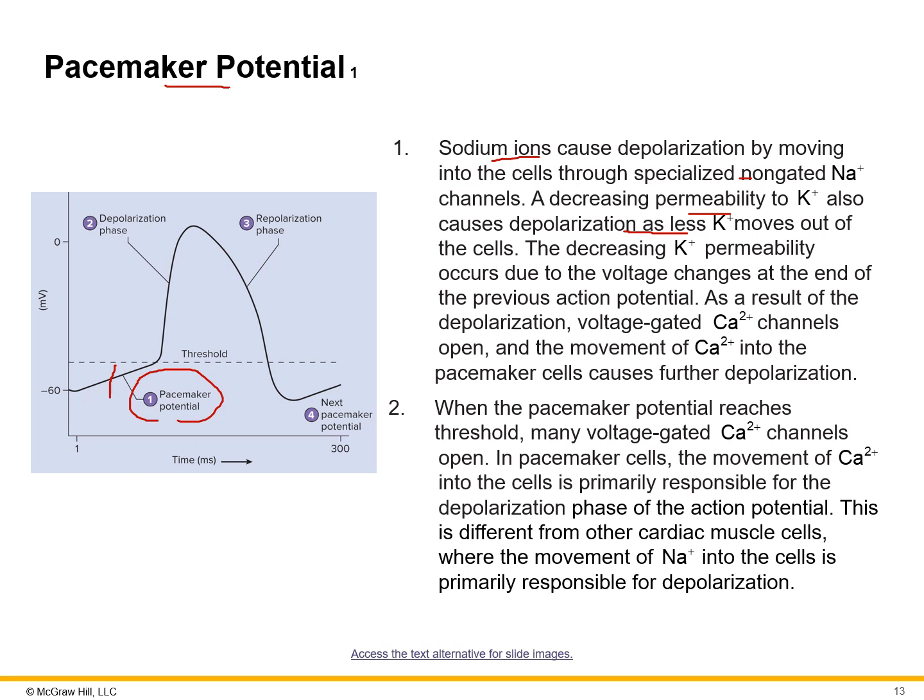Now, what's unique to the pacemaker potential compared to our neurons is that depolarization activates voltage-gated calcium channels. And it's the movement of calcium. So now in this depolarization, it's calcium coming in that further depolarizes it. Then whenever we reach threshold, lots of calcium channels open, and the movement of calcium causes a huge depolarization. Again, this is different than the other cardiac muscle cells, where the movement of sodium causes the depolarization.